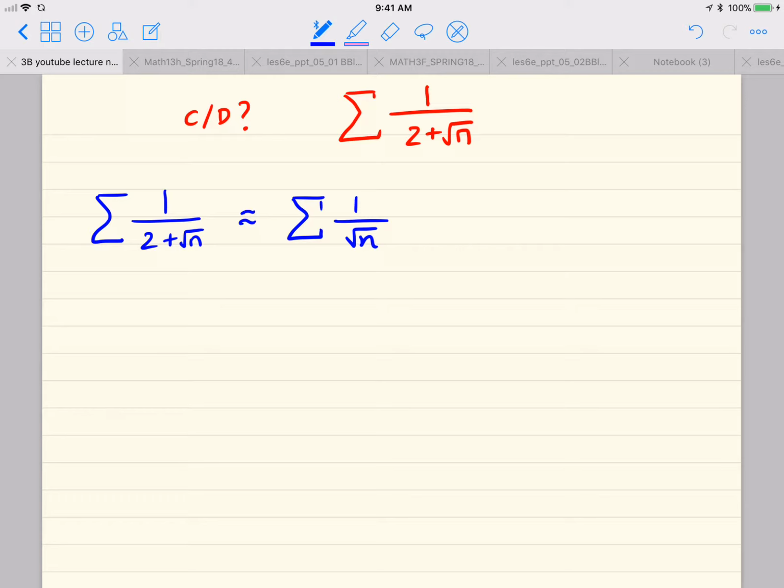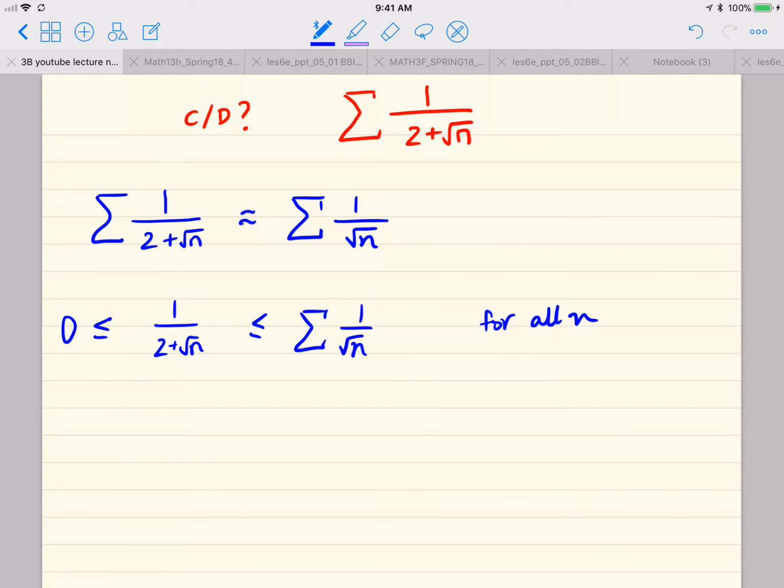So now let's see what we can do with our terms. So we've got 1 over 2 plus square root of n. Which one is bigger, this or 1 over square root of n? Well, since the denominator is larger, the reciprocal is going to be smaller. So we can say, aha, we know that 1 over 2 plus square root of n is going to be less than or equal to 1 over square root of n. This is going to be true for all n. And 1 over 2 plus the square root of n is going to be bigger than or equal to 0.